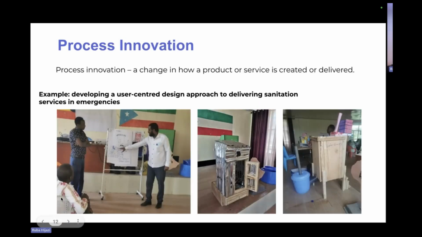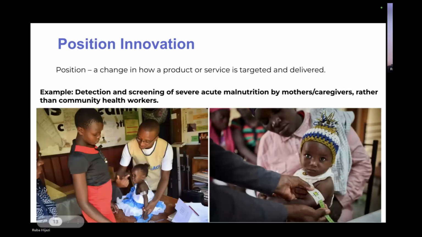When we talk about process innovation, when we thought about developing a new wash facility in one of the camps, we asked the users in the camp, the people in the camp, how they want this wash facility to look like, and we designed it with them in order to make sure that this facility is serving them in a good way.